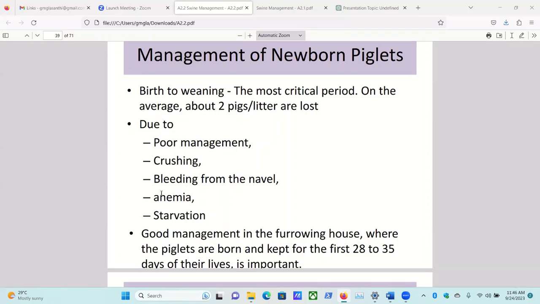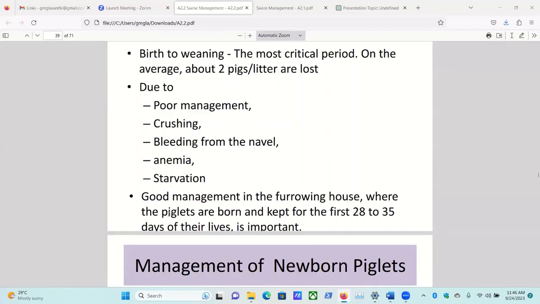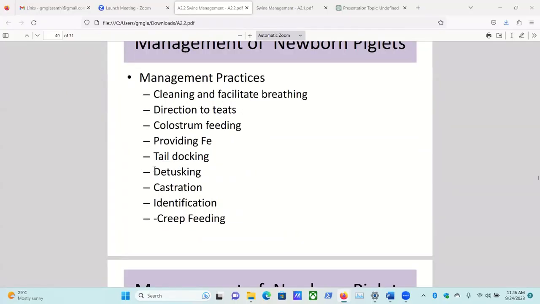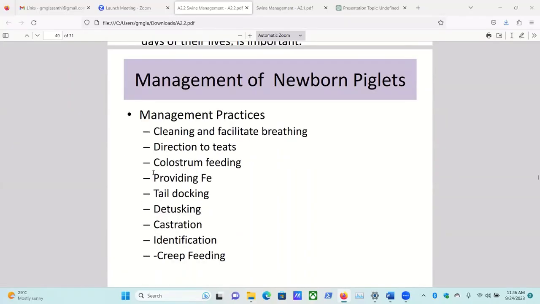Normally, 2 pigs per litter will be lost due to poor management, crushing, bleeding from the navel area, anemia, and starvation. So those are the most common reasons for mortalities at the early stage. So to prevent those mortalities, good management in the farrowing house is very much essential. And at the same time, the management practices at parturition are very much essential.